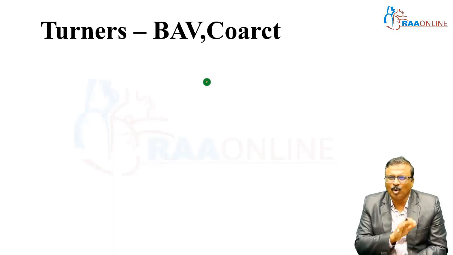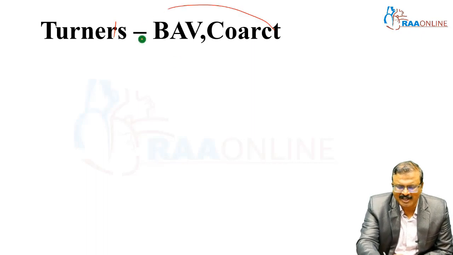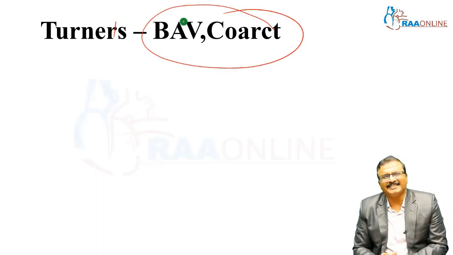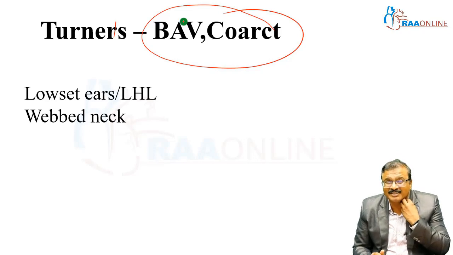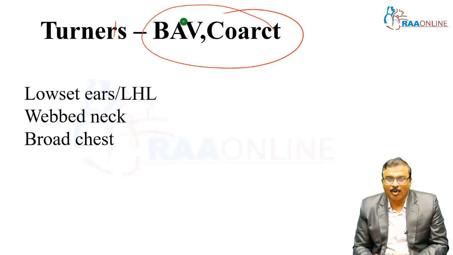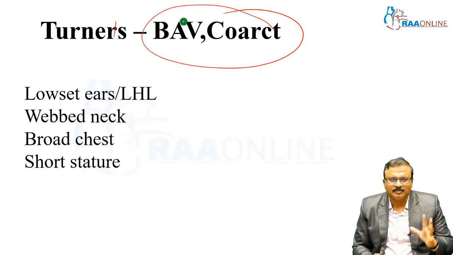All three go together. What is the association of Turner's? Bicuspid aortic valve or coarctation. Low set ears, webbed neck. One of the conditions you get webbed neck. Broad chest, wide spaced nipples, short stature, all are features of Turner syndrome.